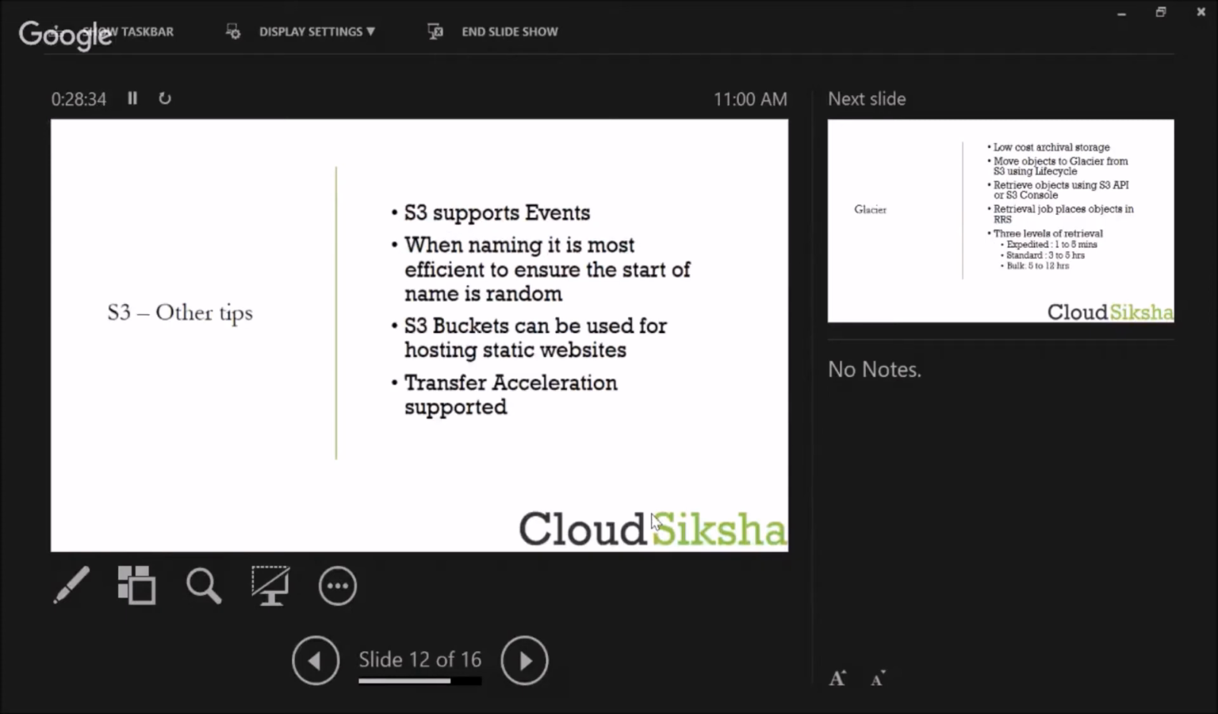There are some other tips. S3 supports events. That means whenever you upload a file into S3, or whenever you delete a file in S3, you can generate an event. This is more important from the developer's perspective, where events are very important and they form the backbone of doing event-driven programming. So S3 supports events.